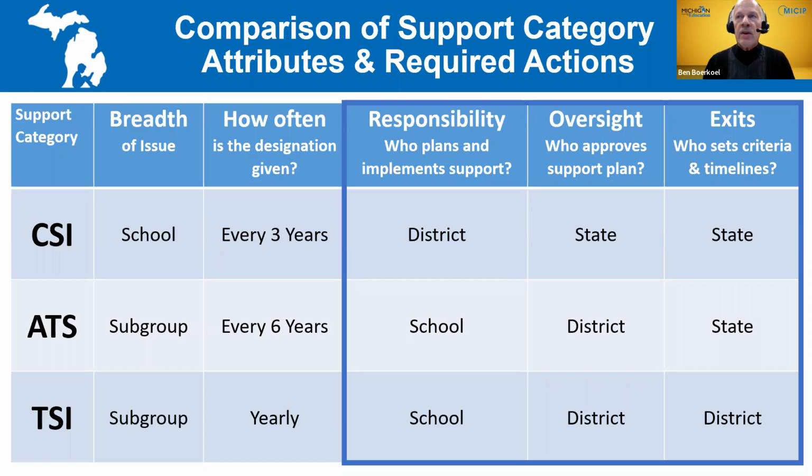If you are in a district where a school has been identified for ATS, then the school is actually responsible for the plan, again, in collaboration with the district. The district has to approve the plan, and then the state, again, sets the criteria as well as the timeline. And you see, again, the timeline here, the designation is every 6 years, whereas for CSI, it's every 3 years.